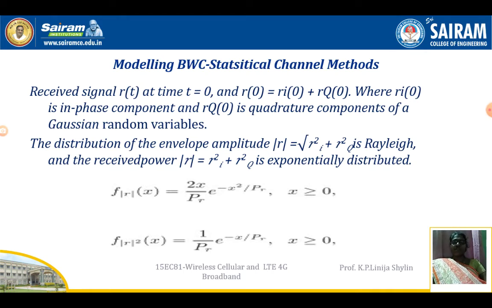For that we write the formula: f of modulus R of x is equal to 2x divided by P R times e power minus x squared by P R, under the condition x greater than or equal to 0. In the same way, for f of modulus R squared of x, we can write 1 divided by P R times e power minus x by P R, also under the condition x greater than or equal to 0.